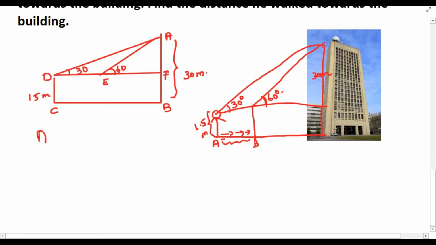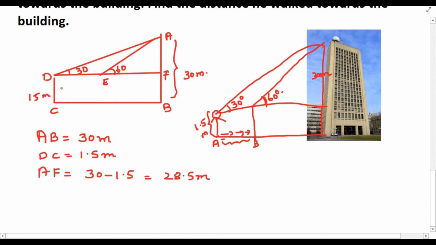So AB is the height of the building, 30 meter. And DC is the height of the boy, 1.5 meter. So what will be AF? We need to subtract 30 minus 1.5, which is equal to 28.5 meter. So we need to find out the distance DE.